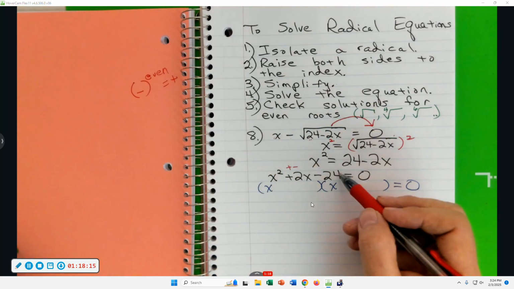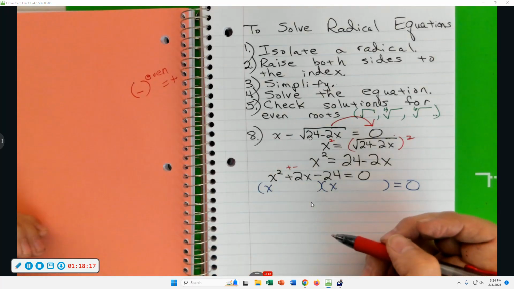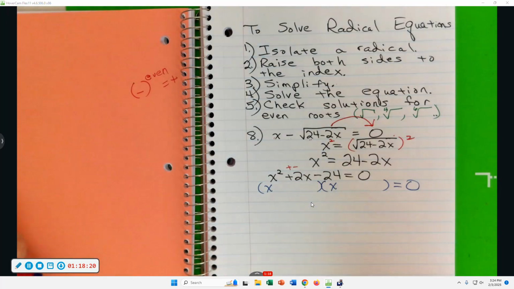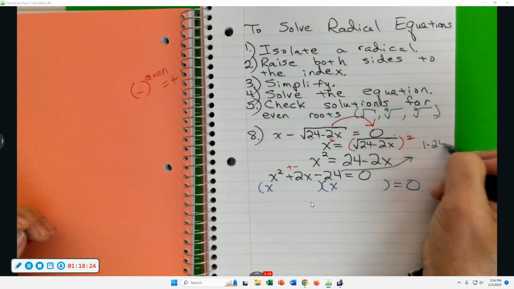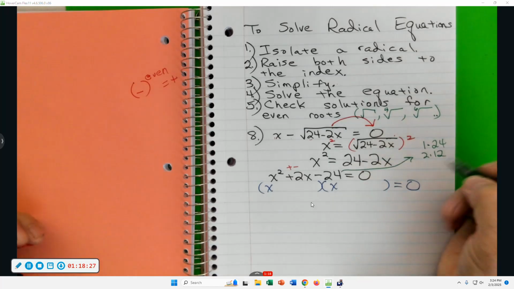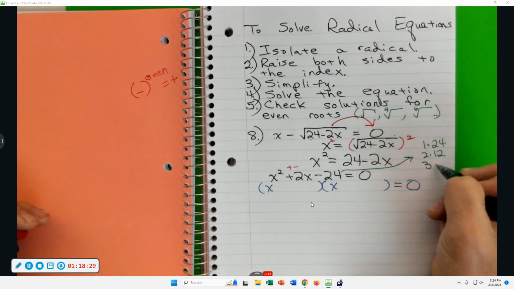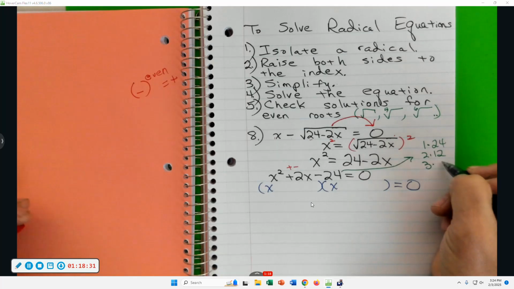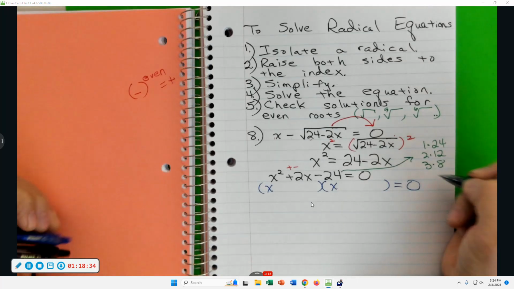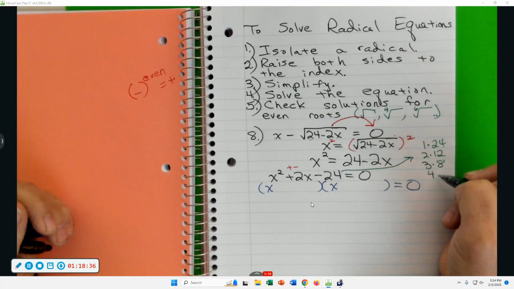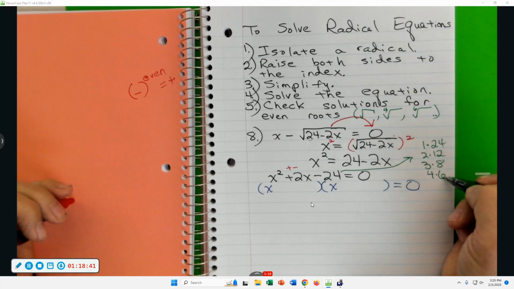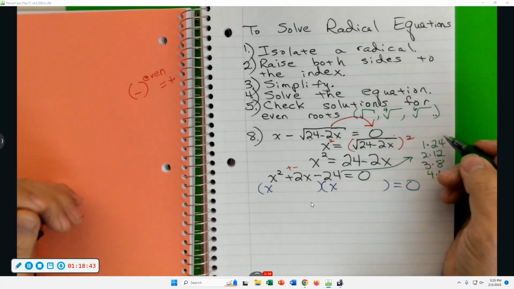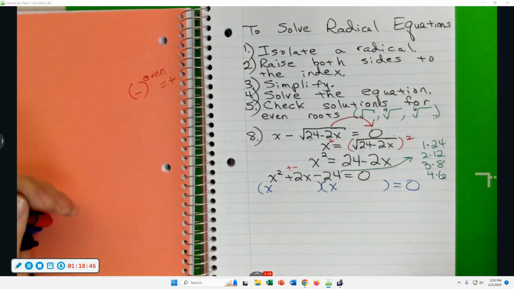Now 24. What times what will give you 24? 1 times 24. I'll get us started. 1 times 24. Then 2 times 12. What else? 3 times 8. 4 times 6. Does 5 divide evenly? No. You've already got to 6, so you've got every possible combination at this point. There's 4 of them. Which one will you use?